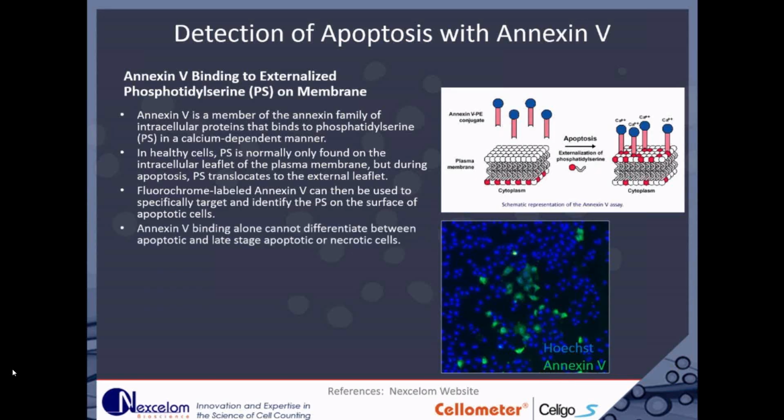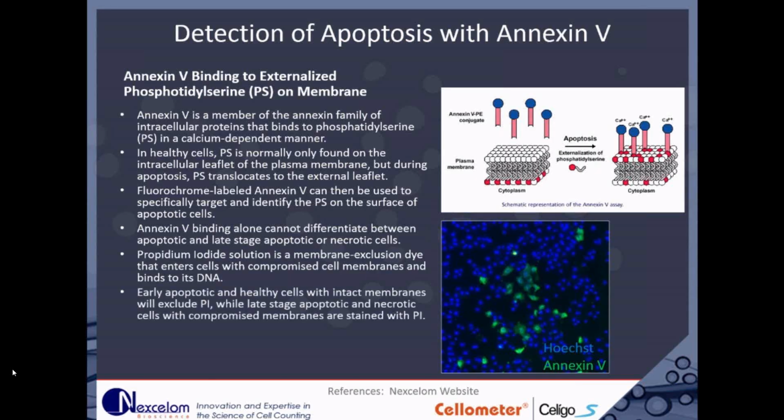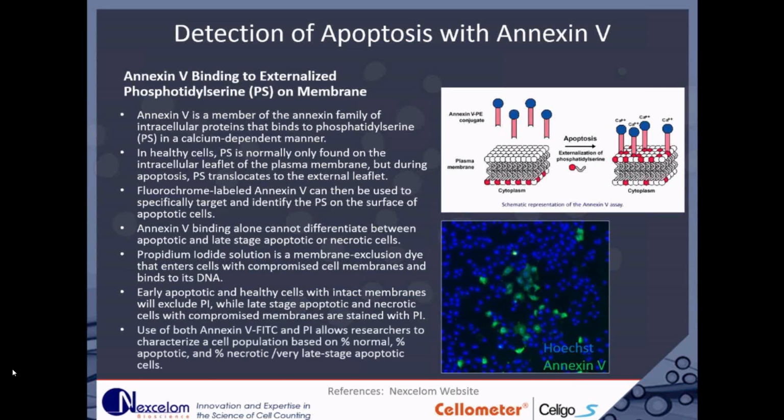Annexin 5 binding alone cannot differentiate between apoptotic and late-stage apoptotic or necrotic cells. So we use propidium iodide to label the dead cells or late apoptotic cells. It will only come into the membrane-compromised cells. If you have a double-stained Annexin 5 and PI, you can identify the late apoptotic cells versus the early apoptotic cells, which are Annexin 5 only.